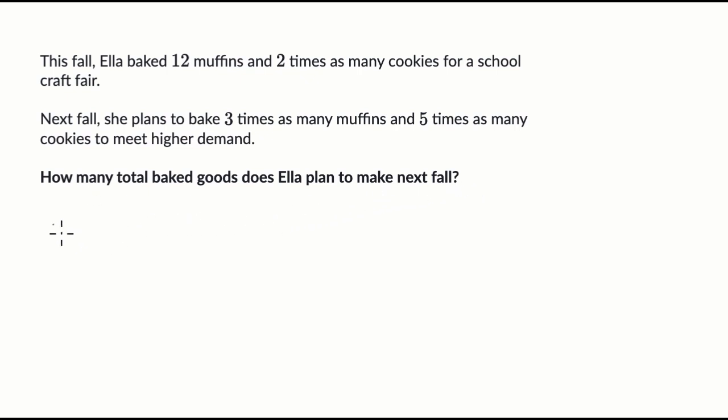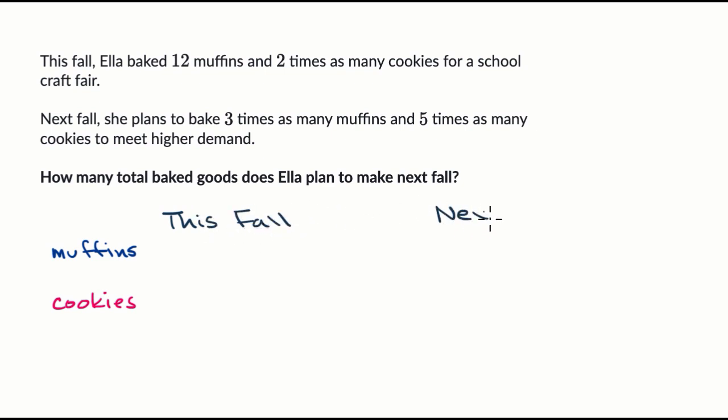There's 2 things that she's baking. Actually, let me start with the muffins because that's the first thing they mentioned. She's baking muffins, and I'll do it in another color. And she's baking cookies. And then there is this fall, and then there is next fall. So this fall, we know that Ella baked 12 muffins.